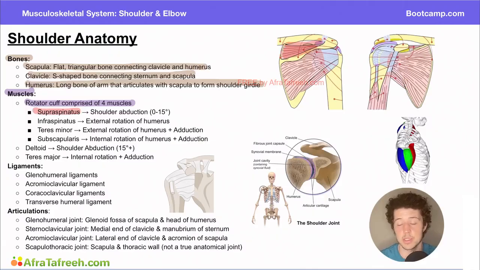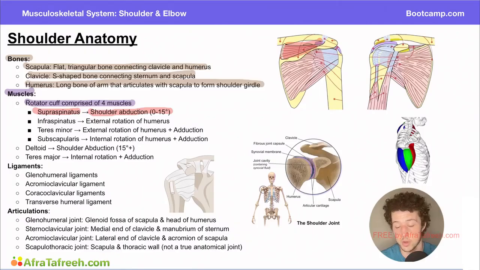When we think about its action, because it sits so superiorly, when the muscle contracts, it's going to apply a torque force that's going to abduct the humerus up. And so that's what the supraspinatus does, it contributes to shoulder abduction. Importantly, it initiates abduction. So the first 0 to 15 degrees are really dominated by the supraspinatus, and other muscles take over once we get past those 15 degrees.